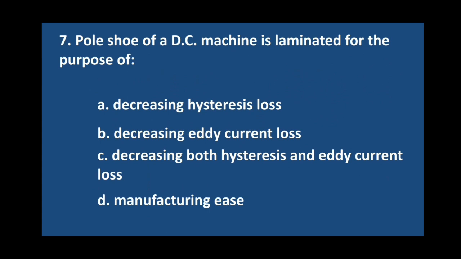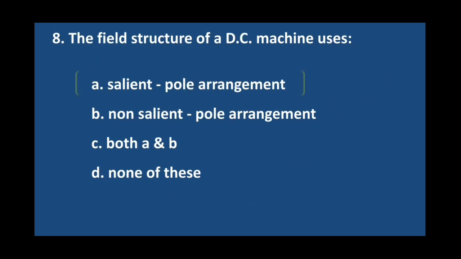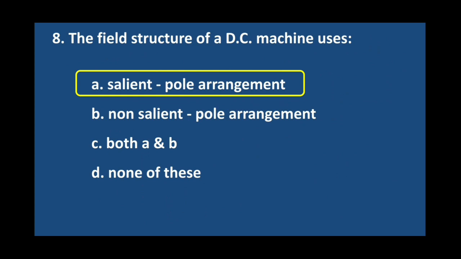Question number 7. Pole shoe of a DC machine is laminated for the purpose of. Answer is option B. Decreasing eddy current loss. Question number 8. The field structure of a DC machine uses. Answer is option A. Salient pole arrangement.